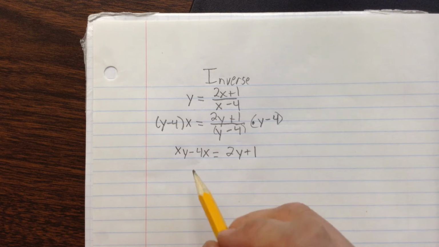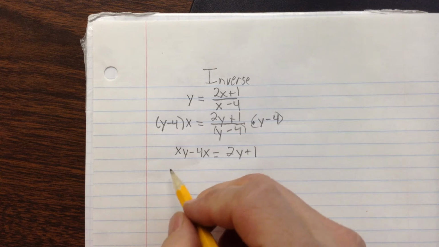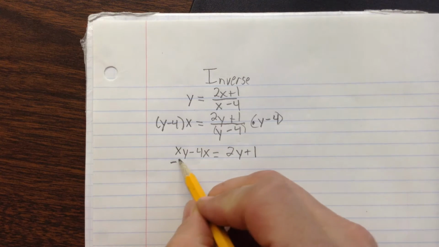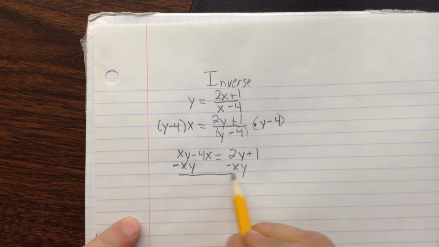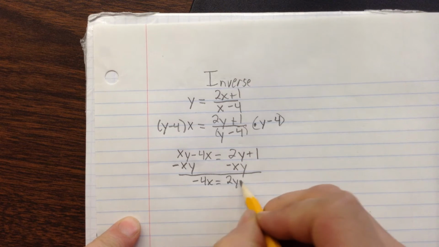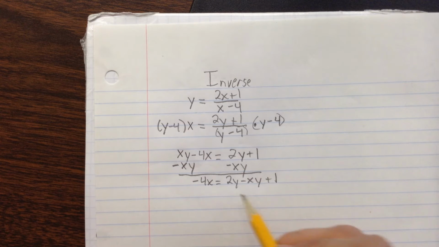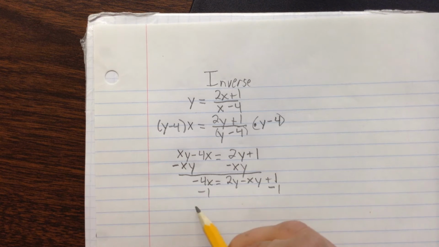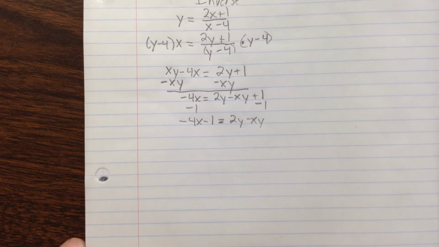What you're going to do next is your goal is to get these y's on the same side. It does not matter how you do this. What I'm going to do is I'm going to subtract xy from both sides, and it's going to leave me with negative 4x equals 2y minus xy plus 1. After that, I'm going to remove the 1 from both sides, and I'm going to get negative 4x minus 1 equals 2y minus xy.